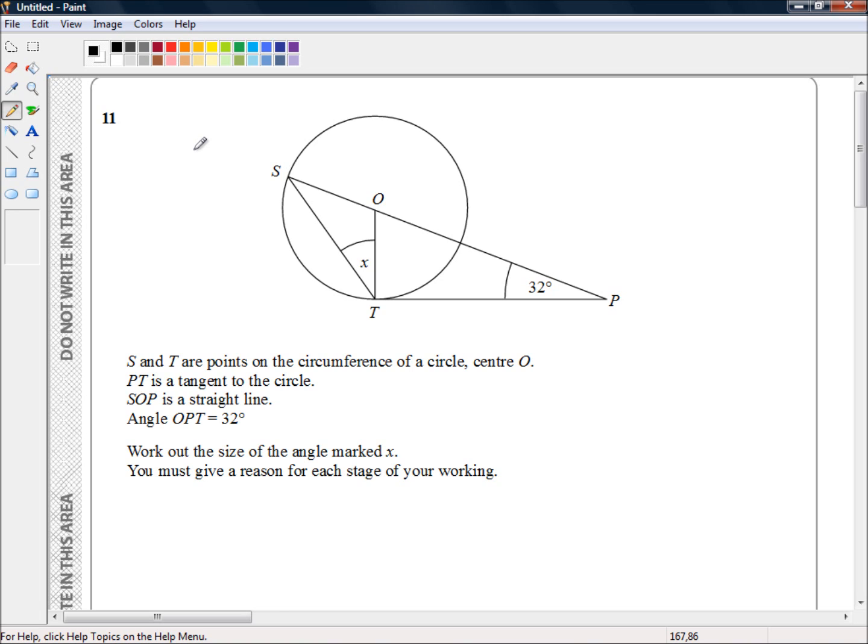This is paper 1 MA1/2H. It's the second paper in the higher tier. It is a calculator paper and we're picking up in question 11.